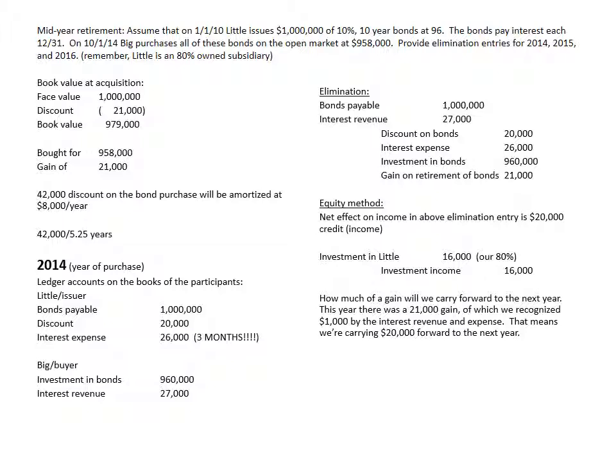Now, how much of a gain are we going to carry forward to next year? Initially, there was a $21,000 realized but unrecognized gain, of which $1,000 was recognized via the disparate interest revenue and interest expense on Big and Little's books. So we're going to carry forward $20,000 to the following year.